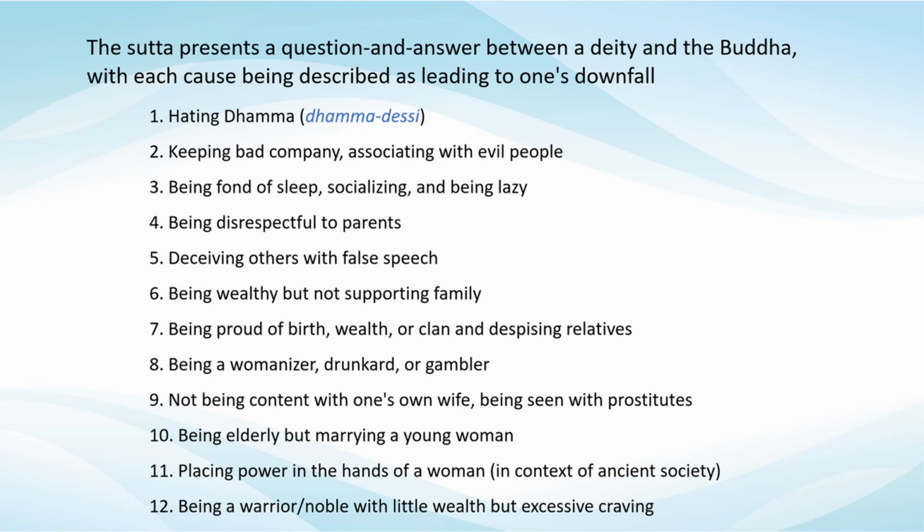Number 9, not being content with one's own wife, being seen with prostitutes. Number 10, being elderly but marrying a young woman. 11, placing power in the hands of a woman. This is, of course, in the ancient society. Number 12, being a warrior or noble with little wealth but excessive craving.